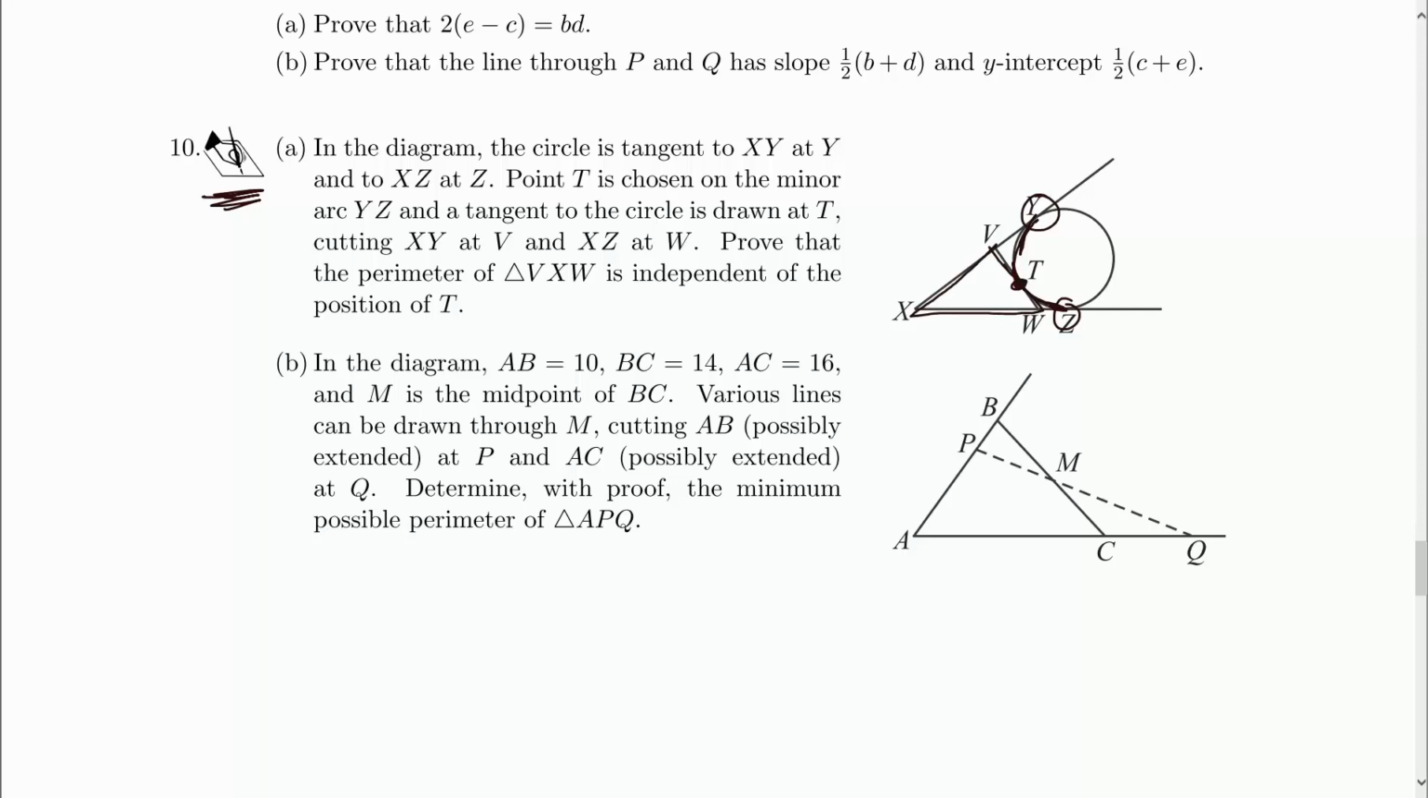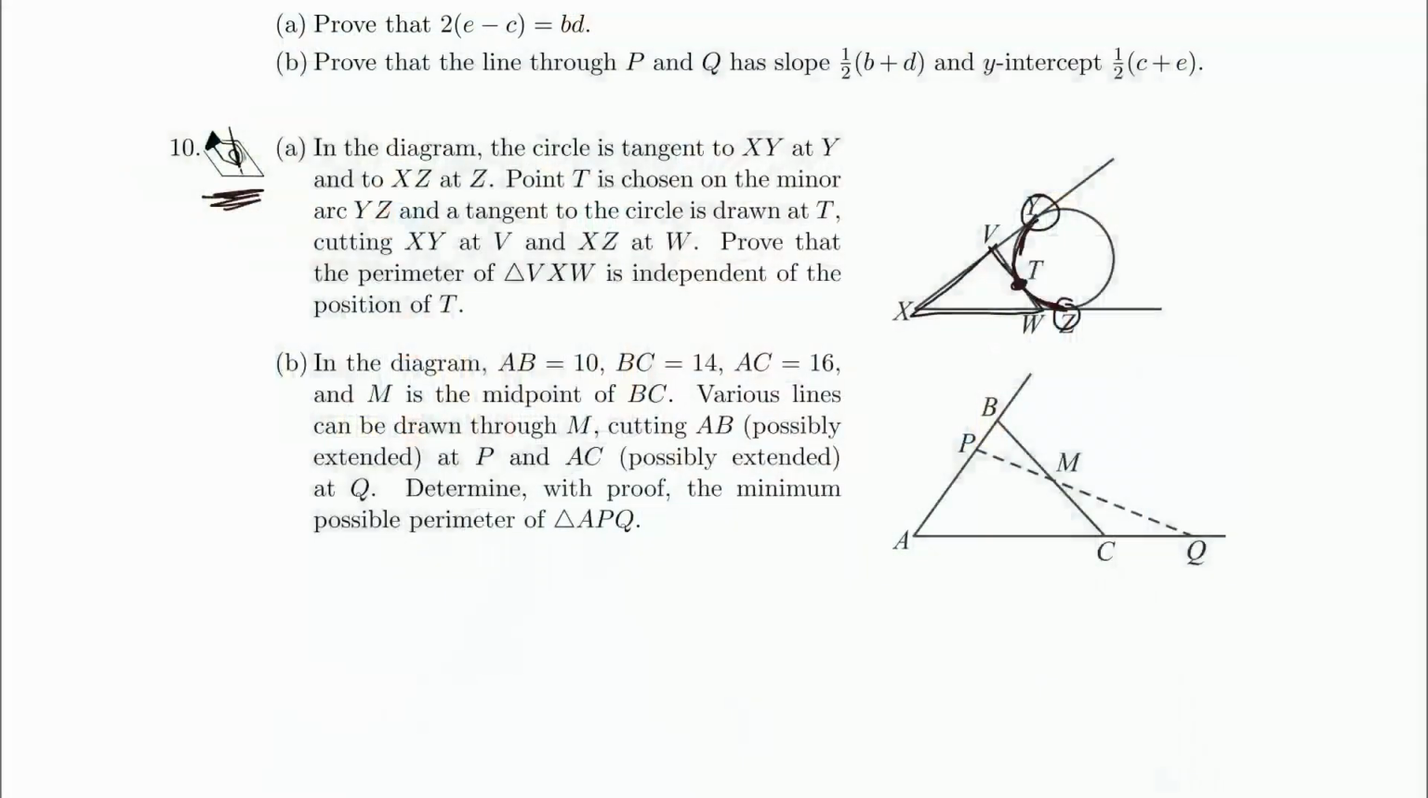Okay, so that's why they didn't give us more information about T. T can move. So the perimeter of this triangle doesn't matter where T is. So that's interesting. We want to show that the perimeter is always the same. Okay. So with a question like this, T is variable. And I don't mean like T is variable as in it represents a value. I mean, T can vary where it is.